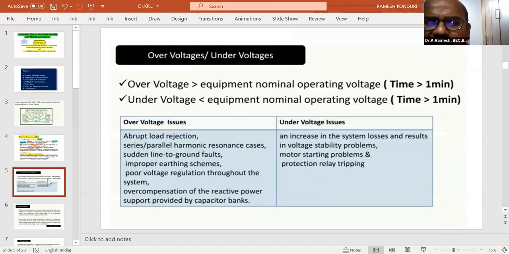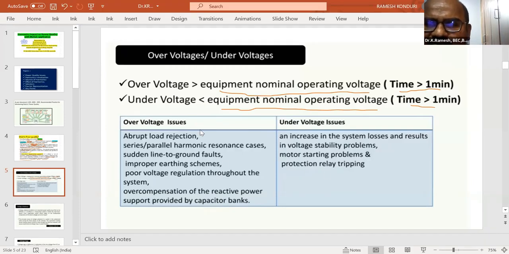As we have already mentioned, the long-term voltage sustainment: over voltage is when the equipment nominal operating voltage is exceeded for a time duration of more than 1 minute, and under voltage is less than the equipment nominal operating voltage for more than 1 minute. These are long-standing voltages impressed on the equipment.